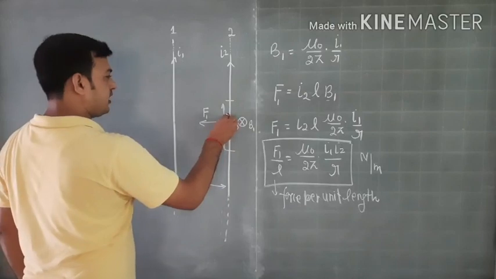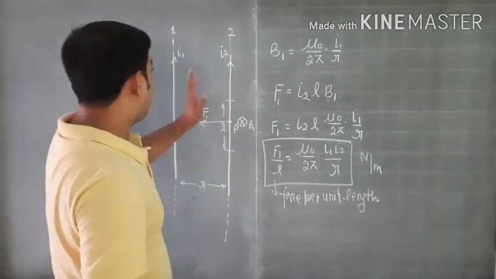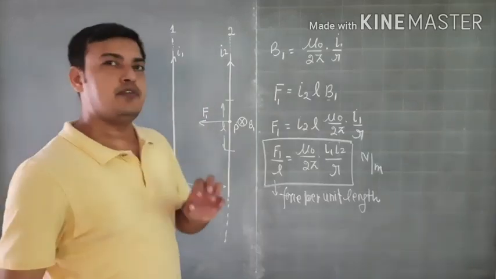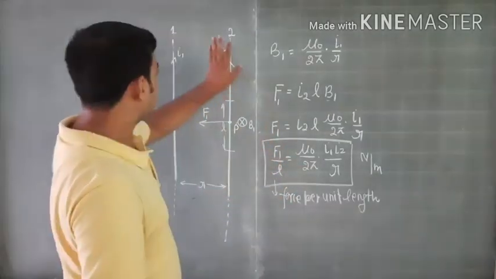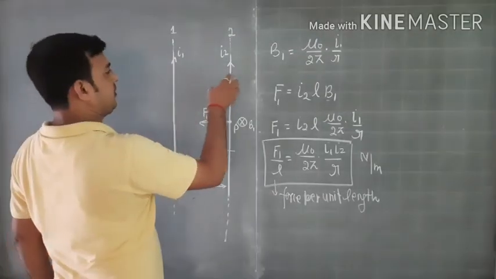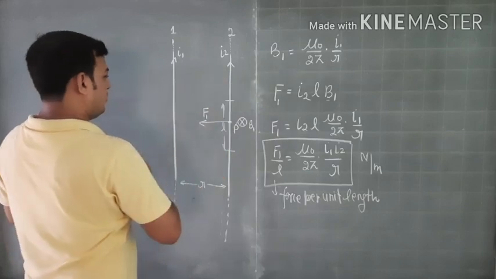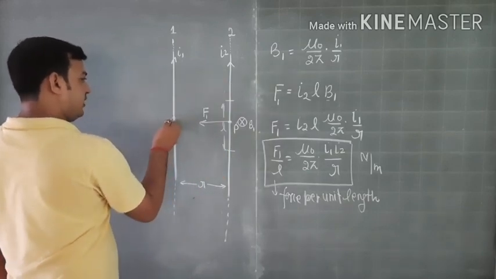Now this is the force that will act on this wire. On the other hand, as I told you, both the wires will produce a magnetic field, so this wire will also produce a magnetic field. Now I will do the same thing for this wire I2. For this wire I2, this will produce a magnetic field here.